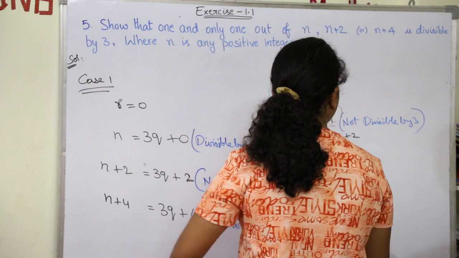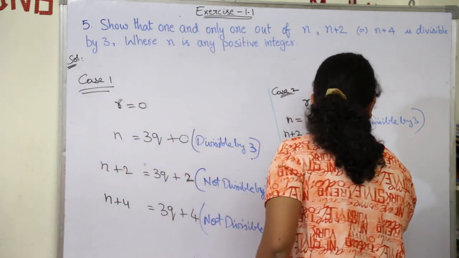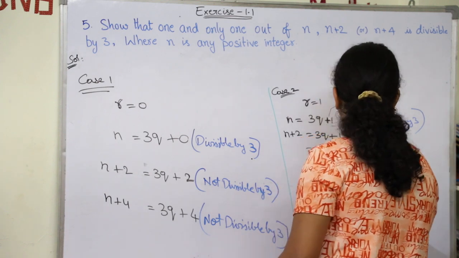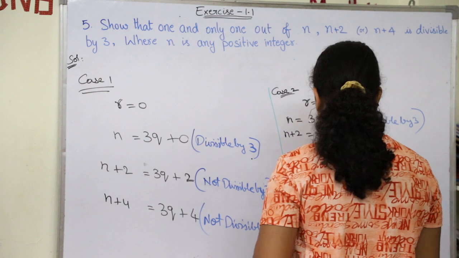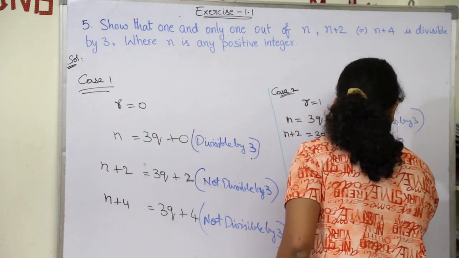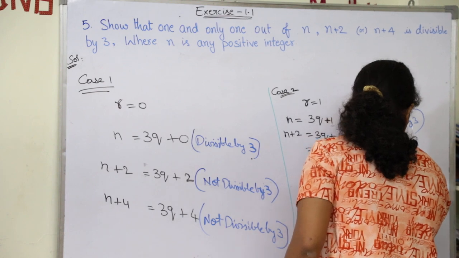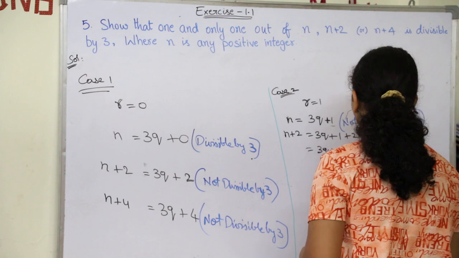If I divide 3 by 3, this becomes 0, right? So this is divisible by 3. Yes, it's divisible by 3. Now let's go for the next one.